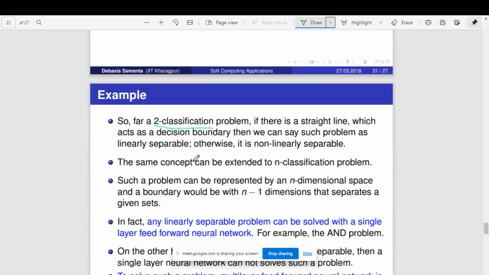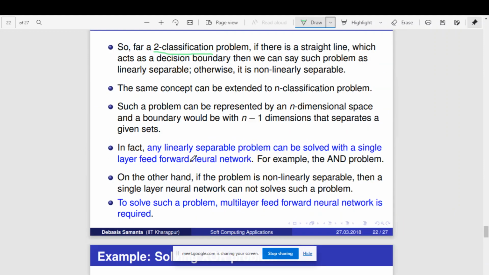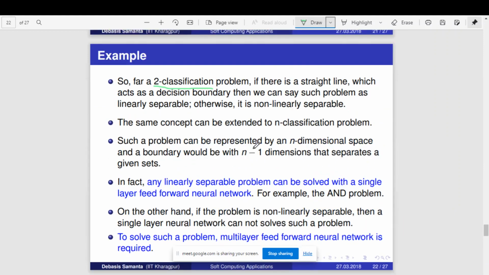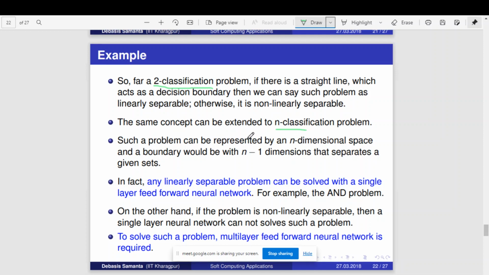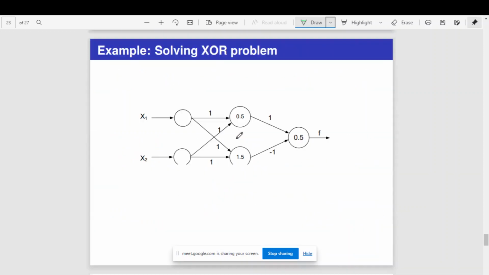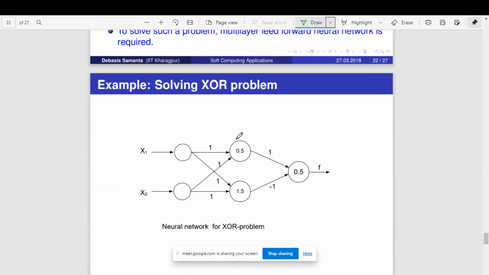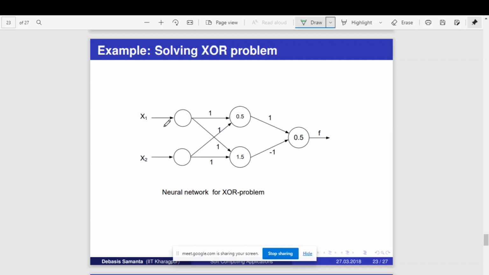It's not only binary classification. It can also be an n-dimensional problem space with multiple levels of classification. Then also it's the same case. The same concept can be extended to n classification problems also. So if it is not linearly separable, then you should use a multi-layer feed forward neural network or recurrent neural network. So here is one solution for the XOR problem by using a multi-layer feed forward neural network.